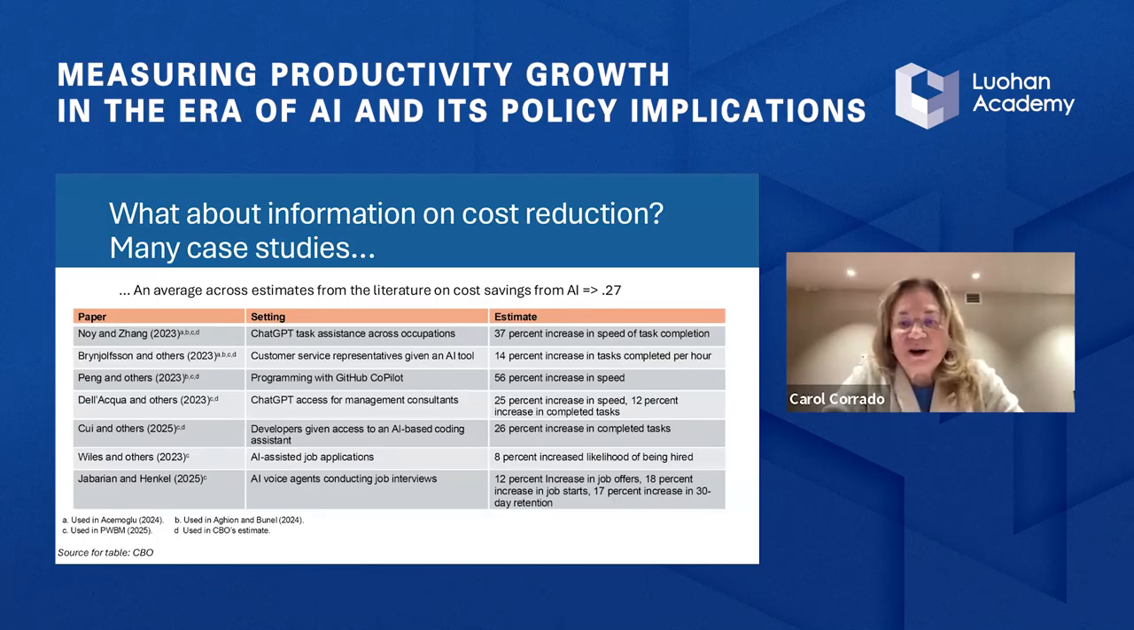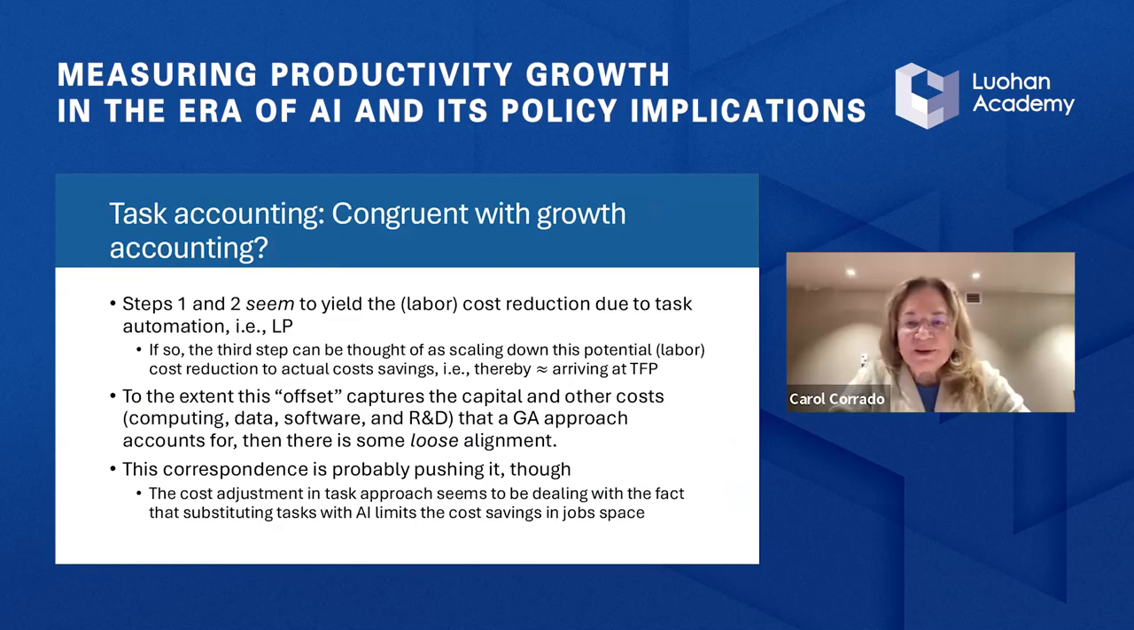And then the information on cost reduction, well, that just comes from aggregating a whole bunch of case studies. Well, I mean, they're in-depth empirical studies. Don't look at the details, but basically you take an average of all of that and you get 0.27. The reason I'm not asking you to look at that in detail is that I'm going to give you an interpretation of what this needs to be consistent with what you might get using a growth accounting approach, and then we'll come back and see what's really going on.